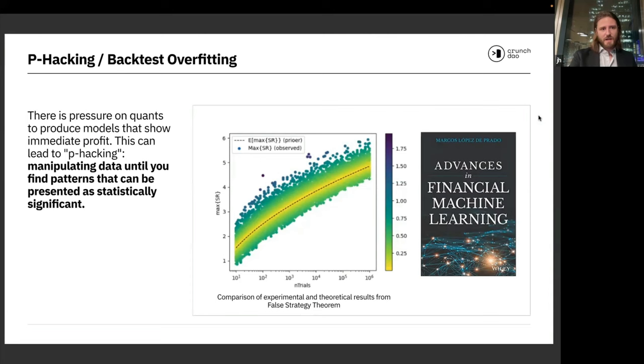Pitfall where people feel the pressure to produce results right then and feel the need to find something. And you can see on this graph that if you look at the Sharpe ratio of every iteration of researchers, you will figure out that the more trials you do, the higher the Sharpe ratio will be, and the more likely overfitting is happening in your analysis. It's called the false strategy theorem. Matteo, if you want to add something.